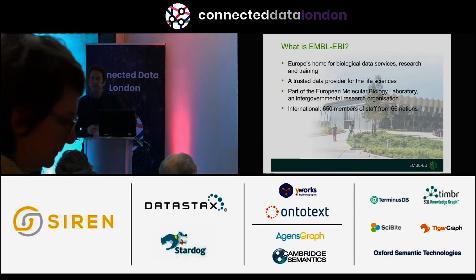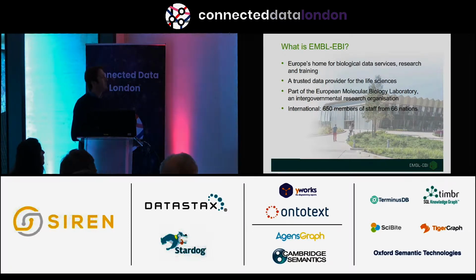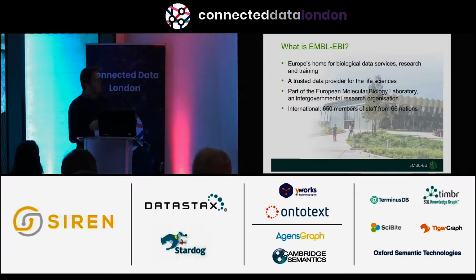So for any of you that are not familiar with who the EBI is, we are the home for biological data services and research in Europe. We are a trusted provider of life science data, so we're really an archive of public, openly available genomics data. We're part of the European Molecular Biology Laboratory, which is a large network of research labs around Europe. And we're based on a site just outside Cambridge. There's about 650 staff members there.